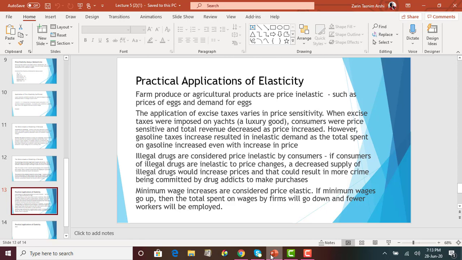Agricultural products or farm produce such as eggs or cabbage are inelastic. If there is a change in price, we will still buy that good. On the other hand, luxury goods such as yachts are elastic. If the price goes up, because the government puts a tax or something, we are probably not going to buy yachts right now. Illegal drugs are considered inelastic. On the other hand, minimum wages are considered price elastic. If minimum wages go up, firms will hire less labor because their cost of production will go up if they hire more people. So they will hire less if the minimum wage goes up.